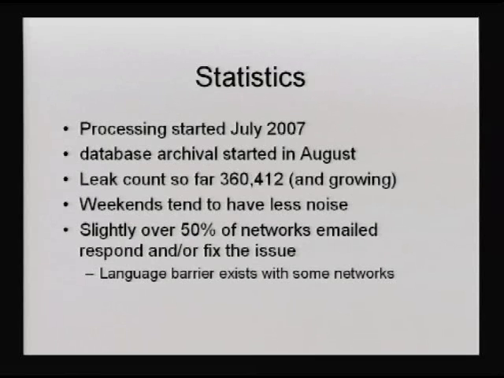I've been processing the data sometime since July, just passively, and I started sticking it in a database so I could do queries. So far, I've got 360,000 leak events that I've found. Some of those are multiple views of the same event, because multiple different people are feeding the same view into Route Views, so the AS paths are slightly different.